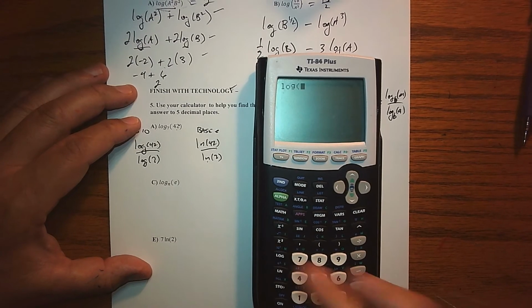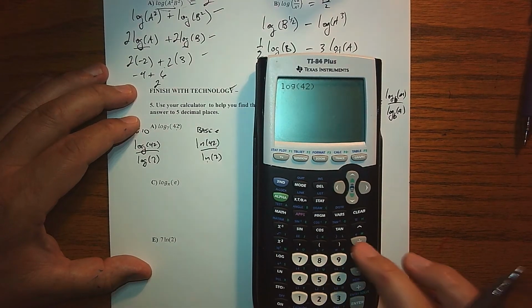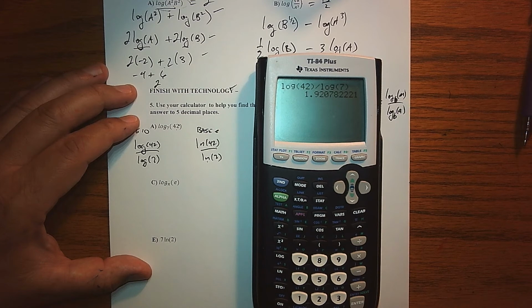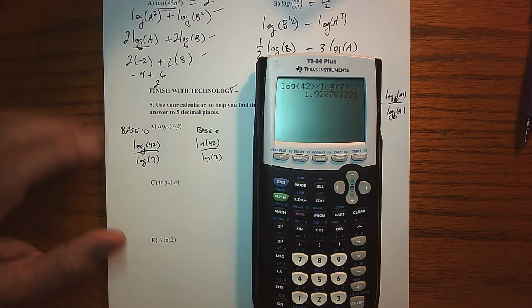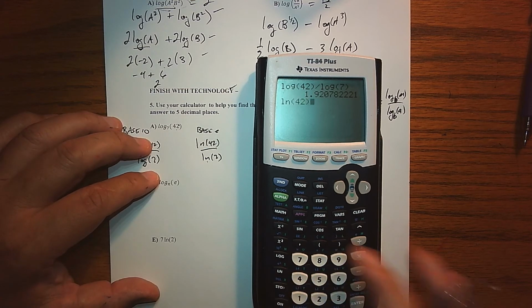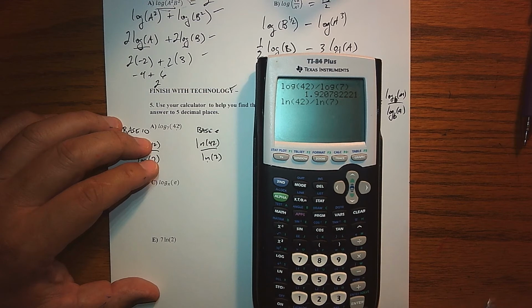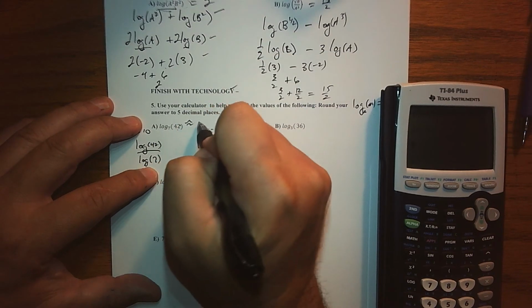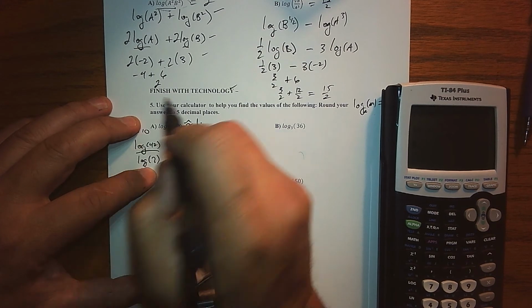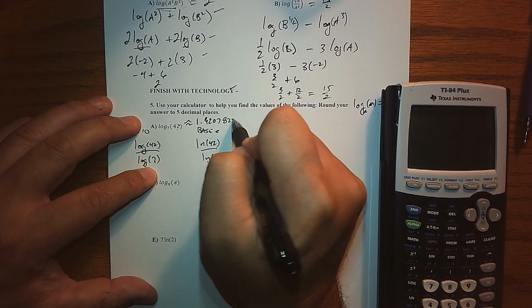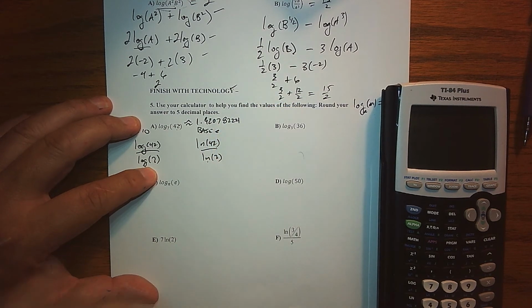So if I take the log of 42 and divide that by the log of 7, what we get is 1.920782221. If I use the other base, the natural log of 42, and divide that by the natural log of 7, what I get is the same number, 1.920782221. So this estimate is 1.920782221. All right, so there's an estimated value.